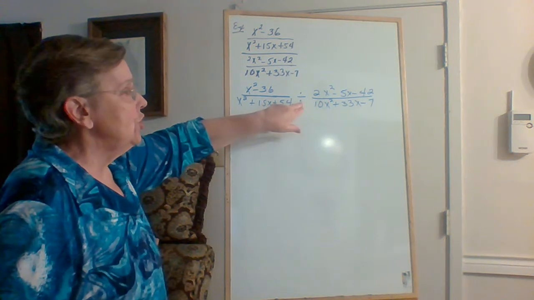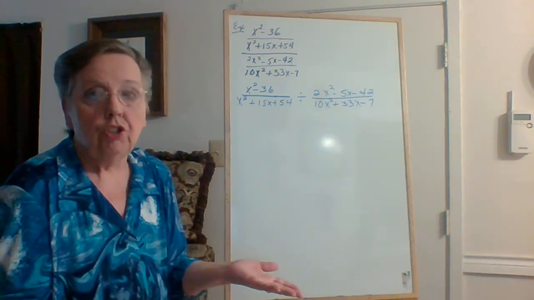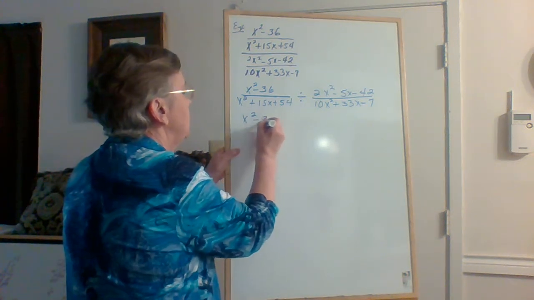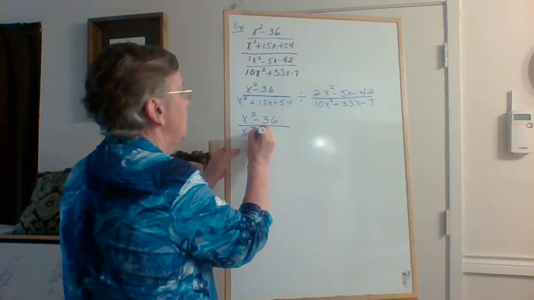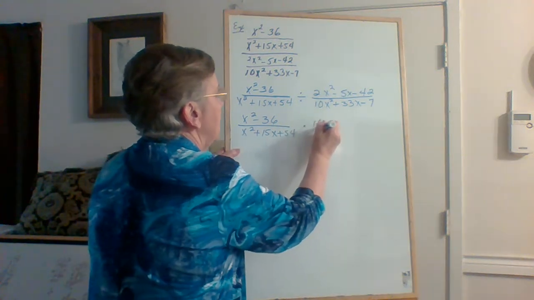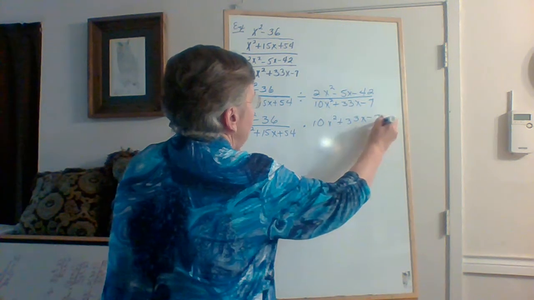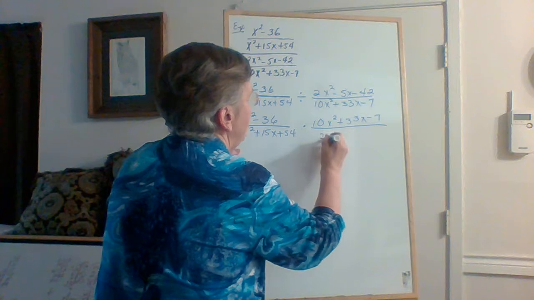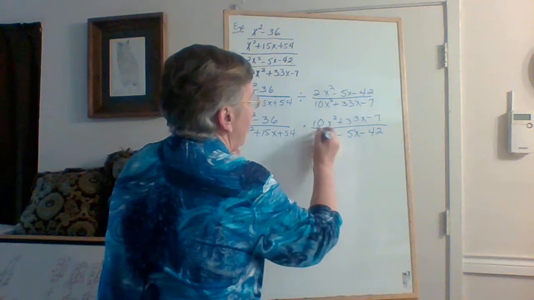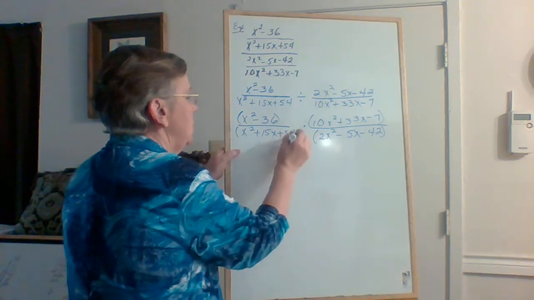Now, if I have a division, I must change it to multiplication before I even do anything else, okay? x squared minus 36 over x squared plus 15x plus 54 times 10x squared plus 33x minus 7 over 2x squared minus 5x minus 42. This is all one expression, and this is all one expression.